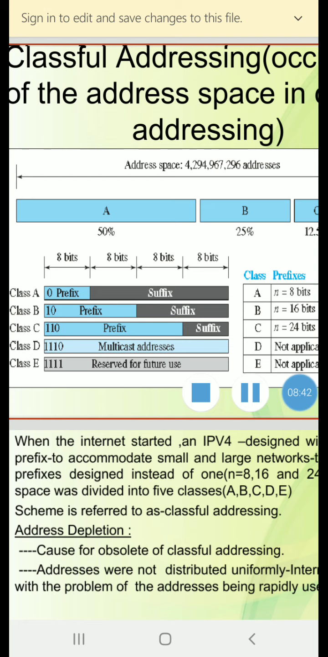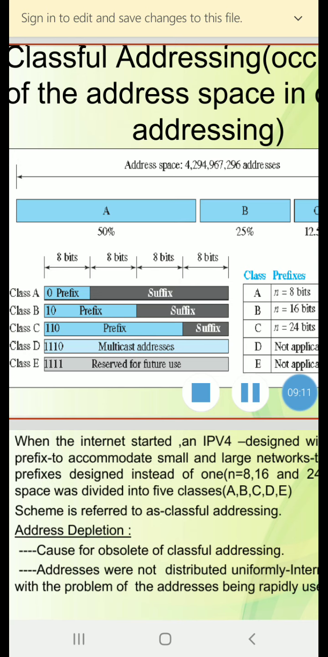Since the first bit, which is 0, shown here in the prefix, always defines the class, we can have only 7 bits as a network identifier. Out of 8 bits, the first bit is 0 and the remaining 7 bits are the network identifier, meaning that there are 2 raised to 7 equal to 128 networks in the world that can have a class A address.